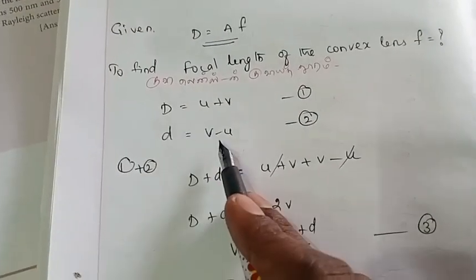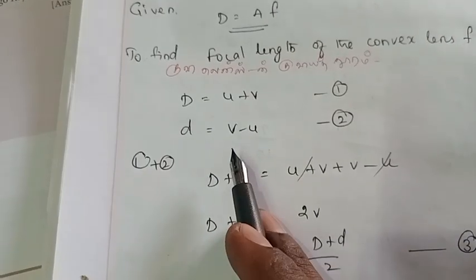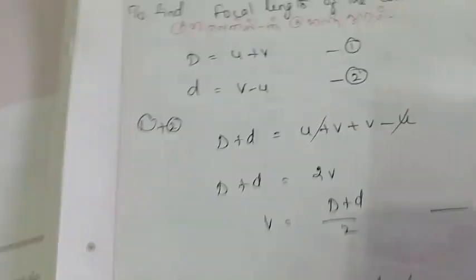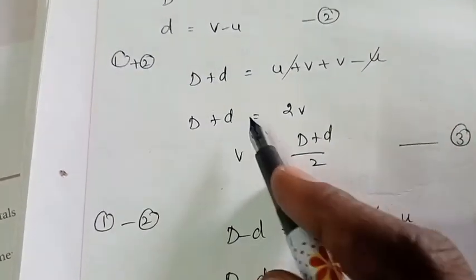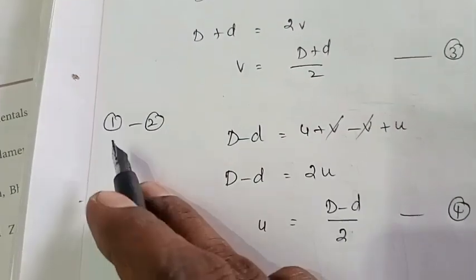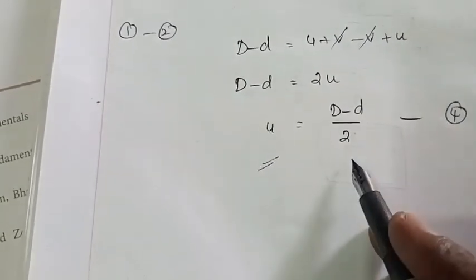So small d is equal to v minus u. Small d is v minus u, that's it. So total length minus object length. That's all, v minus u. So D plus d is equal to, just add, plus u minus u cancel. D plus d is equal to 2v. So v is equal to D plus d divided by 2. If we just subtract, v will be cancelled. So that means u is equal to D minus d divided by 2.